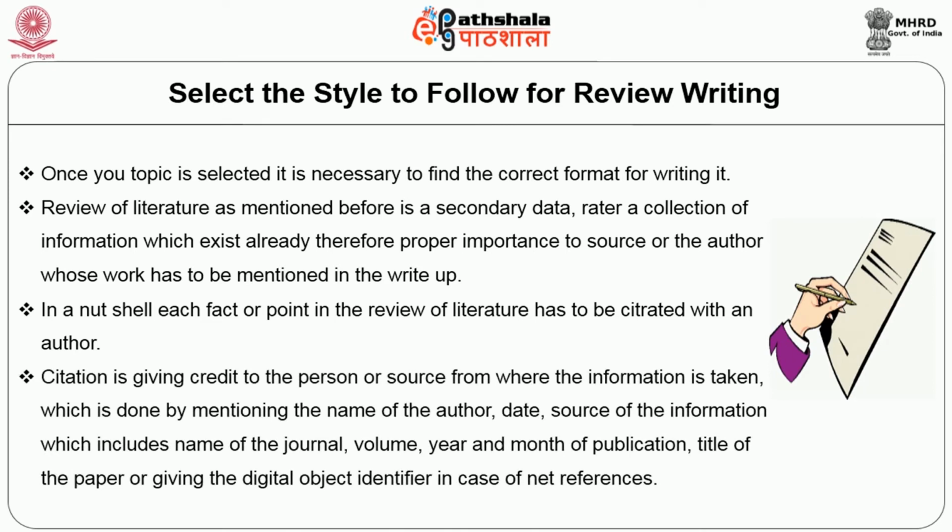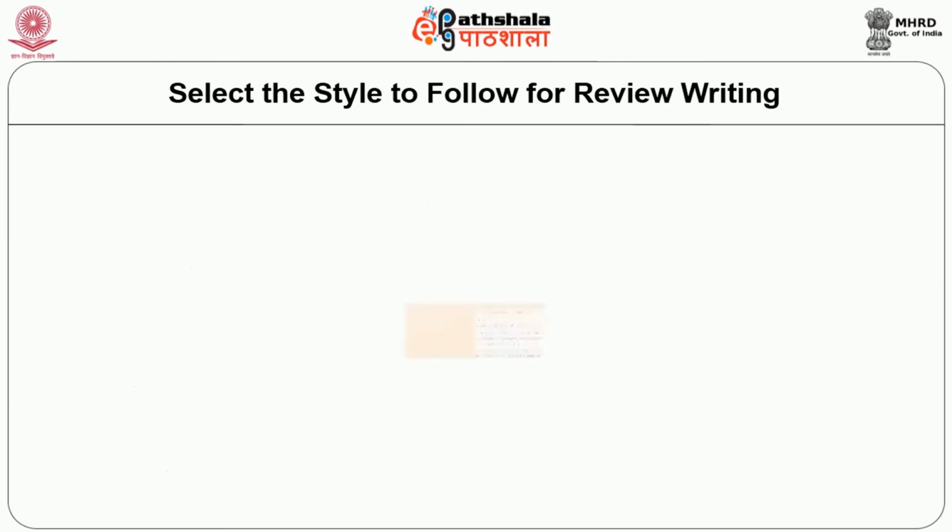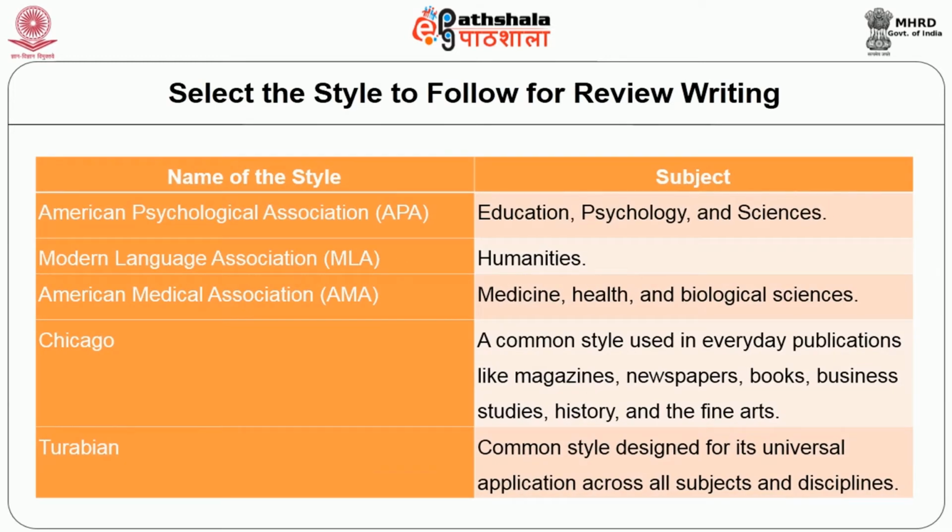Citation is giving credit to the person or source from where the information is taken, which is done by mentioning the name of the author, date, source of the information, which includes name of the journal, volume, year and month of the publication, title of the paper, or giving the digital object identification in case of net reference. There are different methods of writing this information. The most common styles used are shown below.